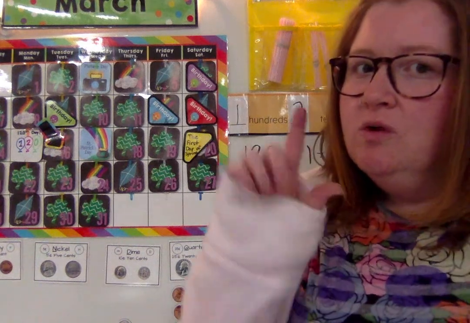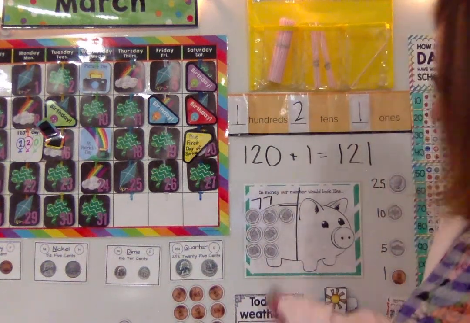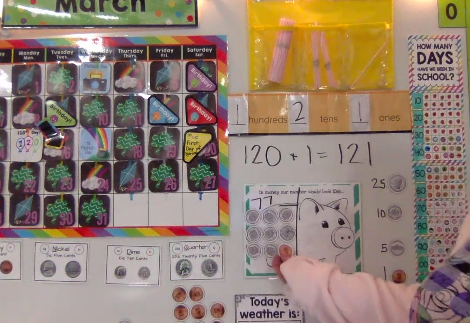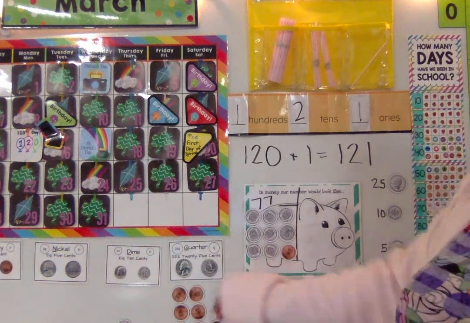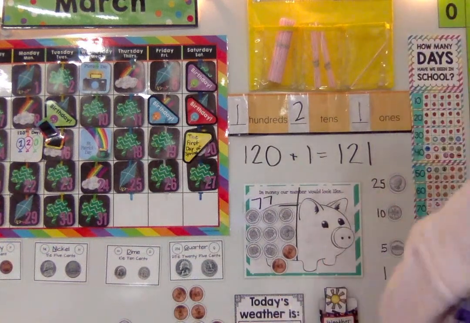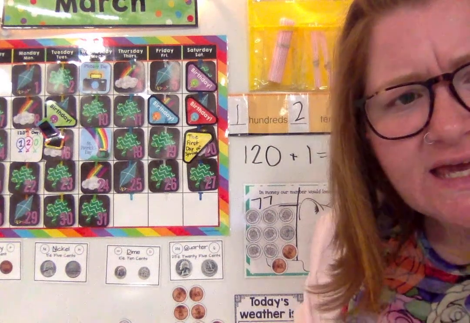I know 5 and 2 make 7. Could we use coins to do that? A nickel and 2 pennies. Let's see. 70, 75, 76, 77. It worked.